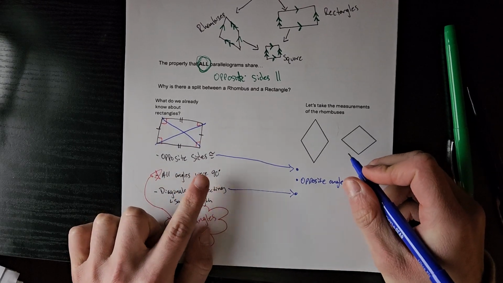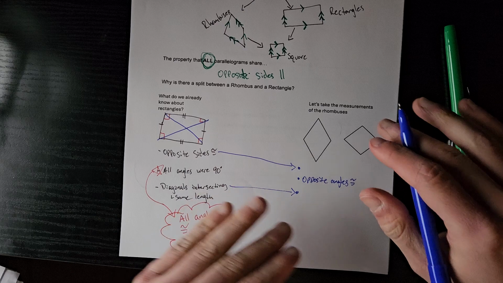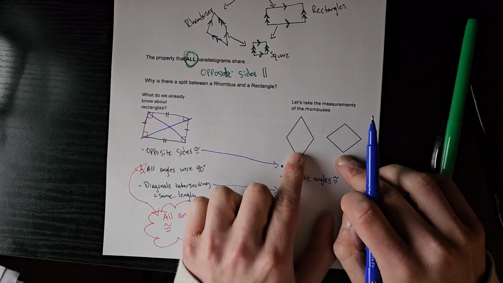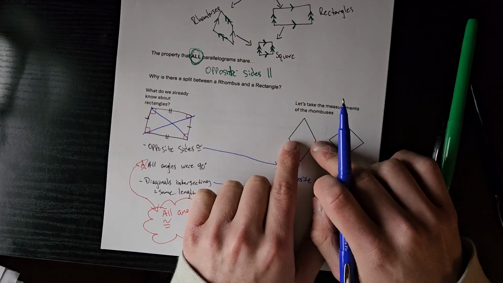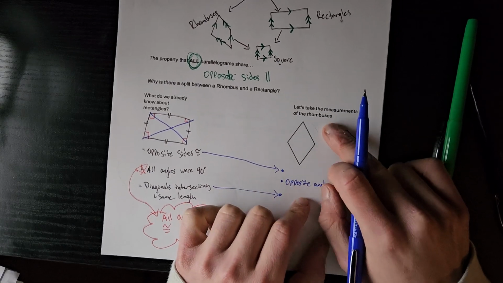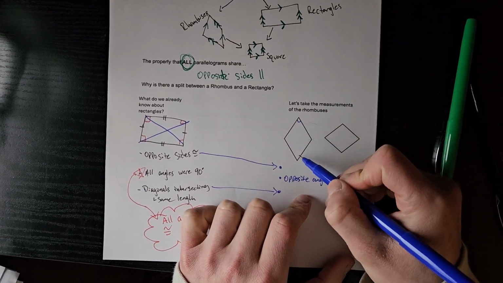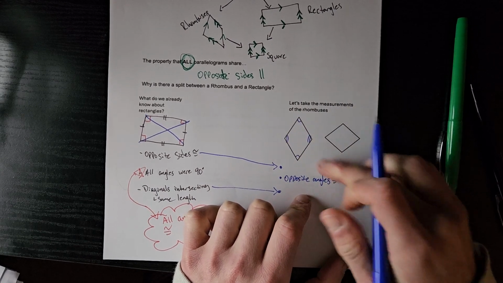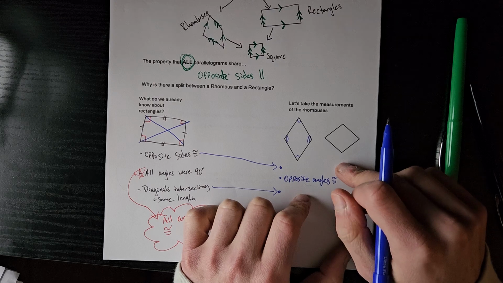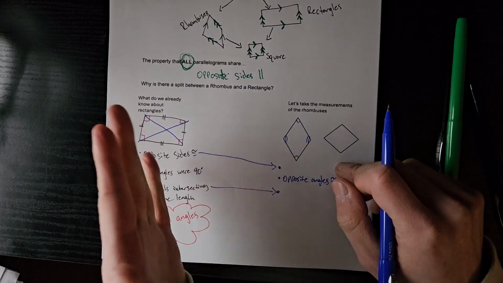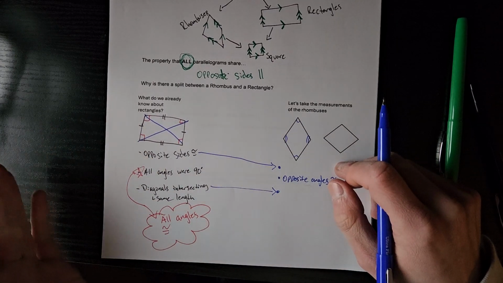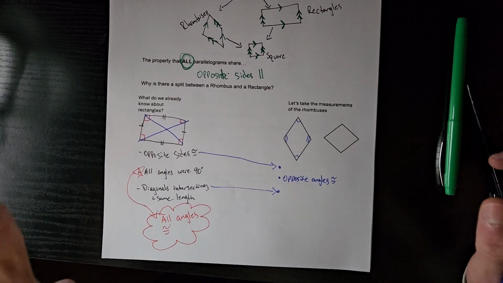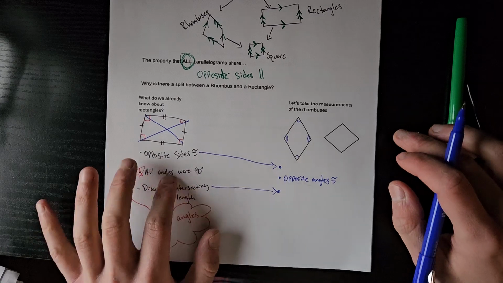Not all angles are 90 degrees on a rhombus. Consider these two rhombuses right here. These are definitely not 90 degrees. This one is definitely different from this one. These angles are definitely not 90 degrees. We can make an argument on this one because it kind of looks like 90 degrees, but we also just don't know it because it doesn't say it's 90 degrees. But not all rhombuses are 90 degrees, so we can't say this is true.